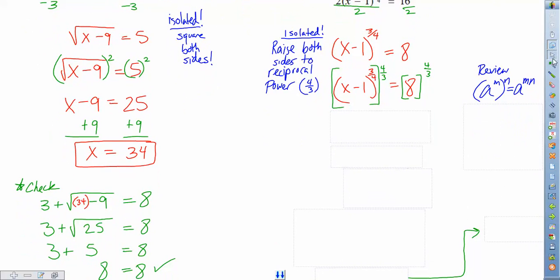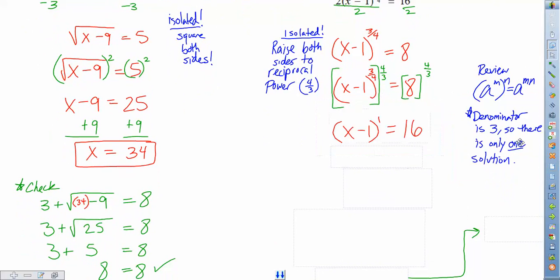Now, here's the good news. When you raise something to the reciprocal power, we are going to get 1, right? So over here, we get x minus 1 to the first power, which is going to be x minus 1. Over here, 8 to the 4/3 power, I would recommend you just type that into a calculator. Use parentheses when you put that into your calculator, and it should burp out as 16.